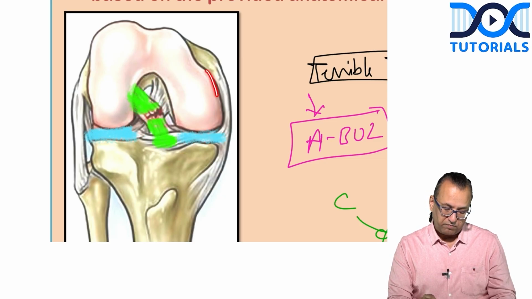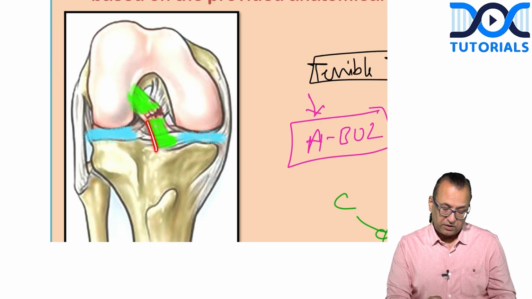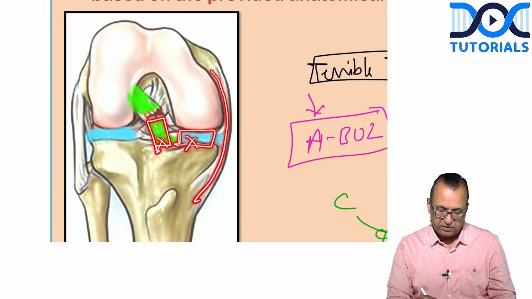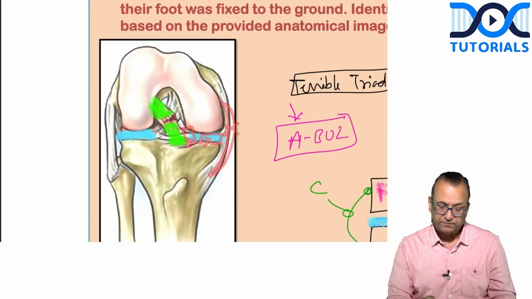This is the medial collateral ligament or tibial collateral ligament. It is extracapsular, which we can show in our diagram. These are the 3 things which are damaged in terrible triad. In terrible triad, there is an ACL tear, there is a medial meniscal tear, and there is a tibial collateral ligament tear. Let us show the 3 in our diagram as well.